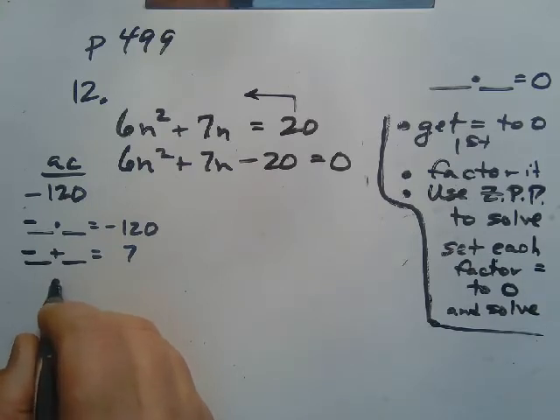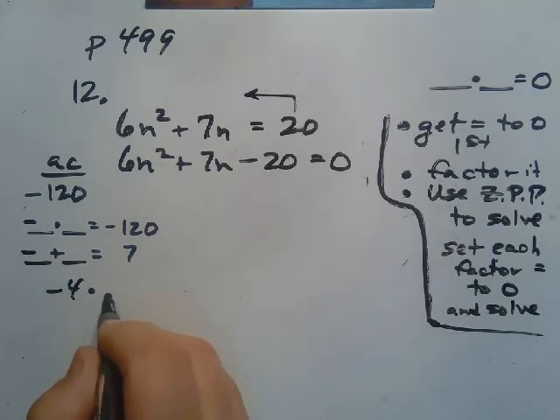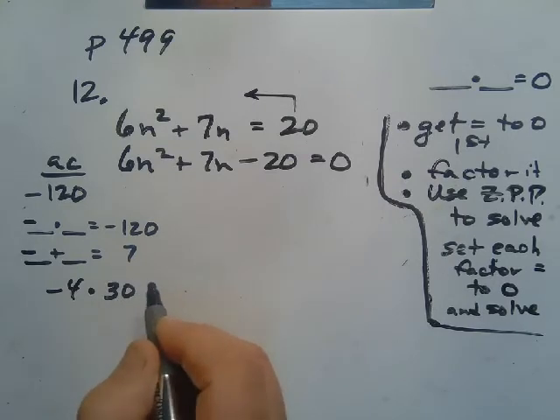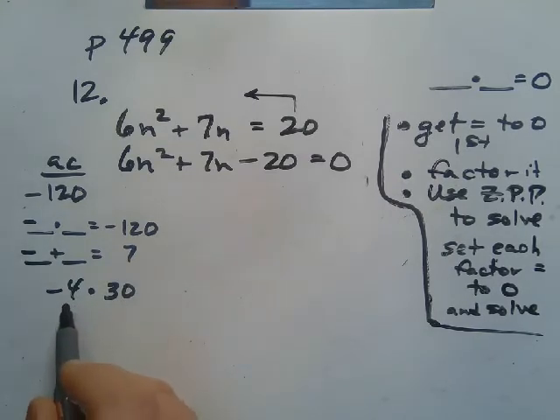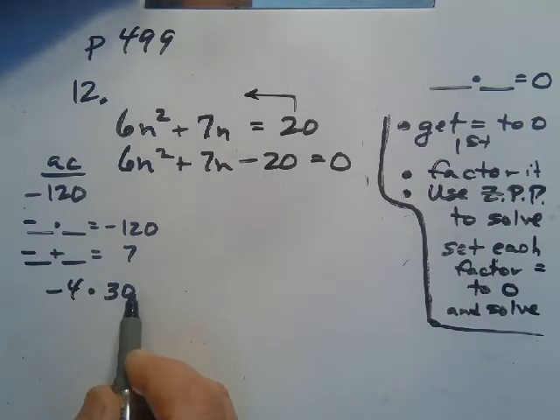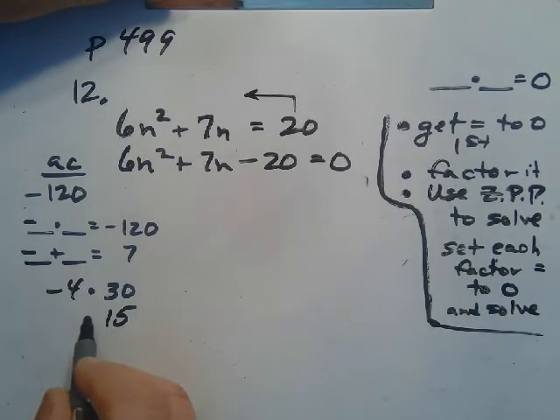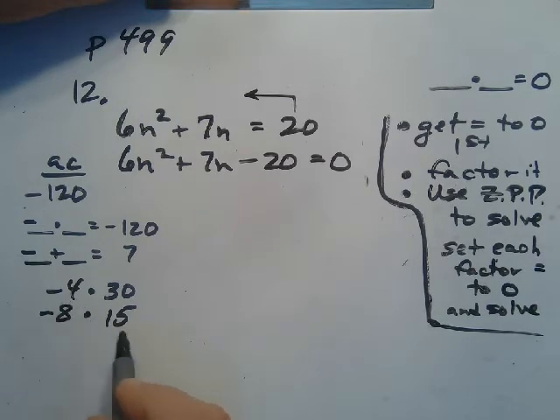Let's see, how about negative 4 times 30? Well, their product is right, but their sum is 26. It's way too big. Let's divide this one by 2 and call it 15, and multiply this one by 2 and call it negative 8. Little trick I showed you before.